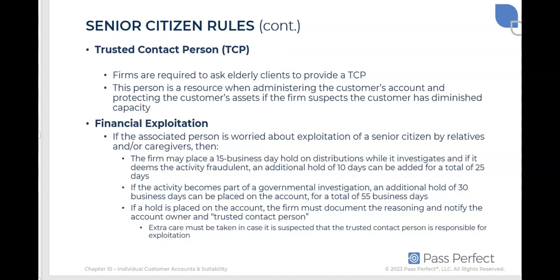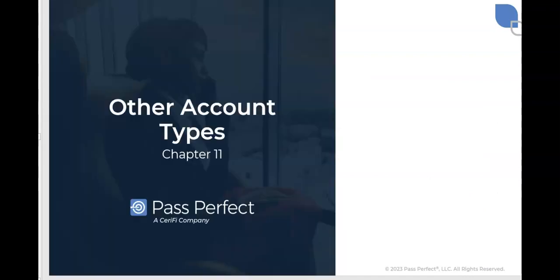Now, these holds, by the way, are only on distributions, right? On sending checks out of the account. If a hold is placed on the account, we will also document the reasons for doing so, because let's face it, it's not something you normally do. So the burden of proof kind of falls on the company. And we have to notify the trusted contact person. However, if it's the trusted contact person we're worried about, who maybe shouldn't be as trusted as we thought, then of course we're not actually going to try to contact them. We're going to try and contact someone else.